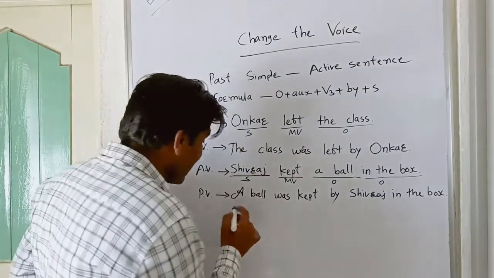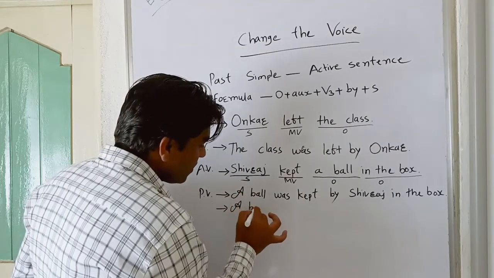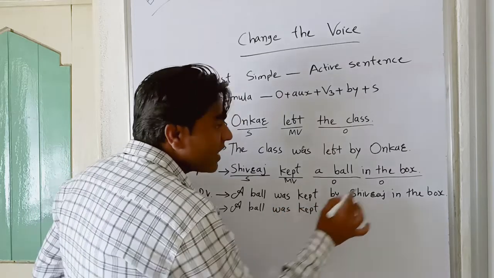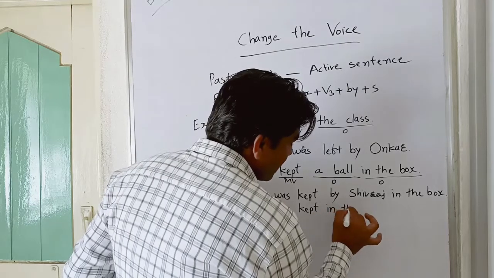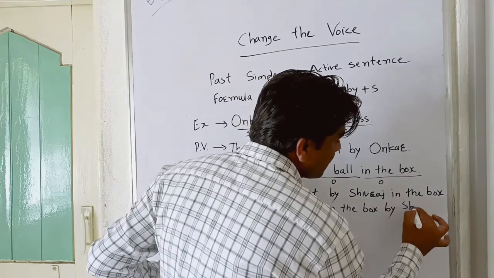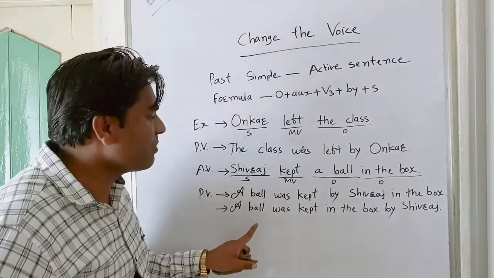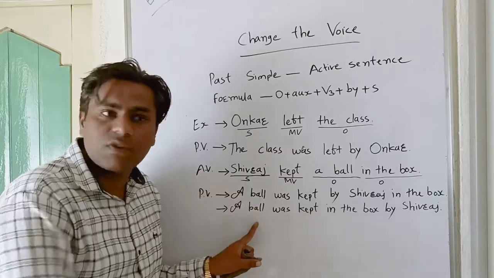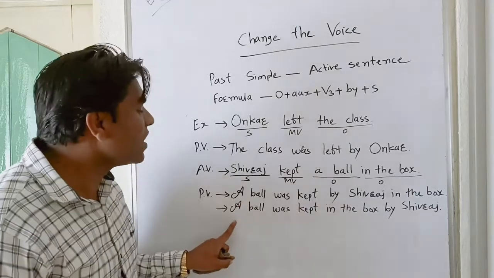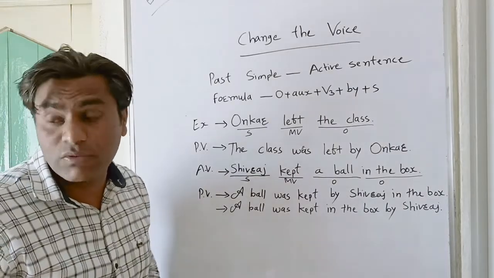Another sentence that we can write also, in the passive voice, is: a ball was kept in the box by Shivraj. This type of sentence we can also make into the passive voice. There are two ways that we can transform this sentence. One is: a ball was kept by Shivraj in the box. And another: a ball was kept in the box by Shivraj. So these types of sentences we can make.